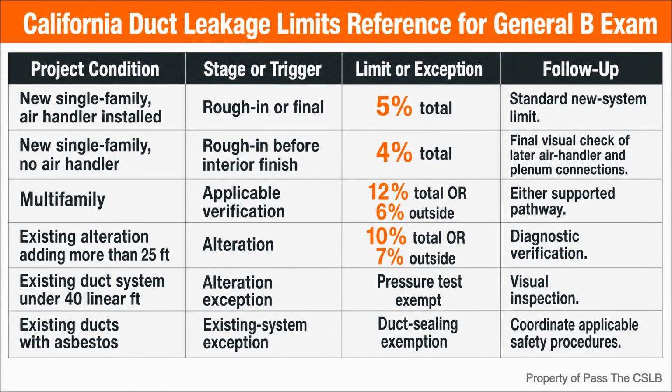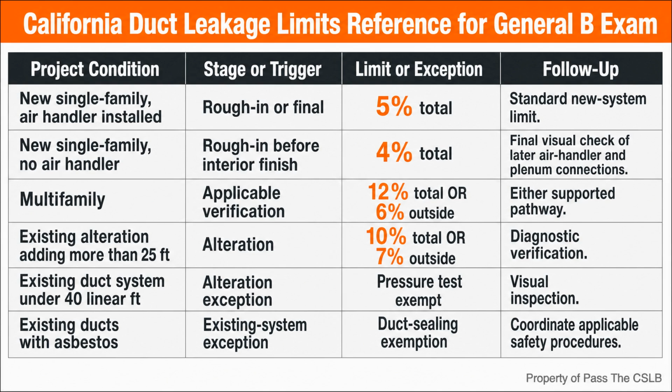There is also a limited path for an altered system that cannot meet the leakage targets because remaining leaks are inaccessible. This is not permission to stop after a weak sealing effort. All accessible leaks must be sealed. A certified rater then verifies the condition through visual inspection and a smoke test. The smoke test helps confirm that the remaining leakage comes from inaccessible, previously existing portions of the system.